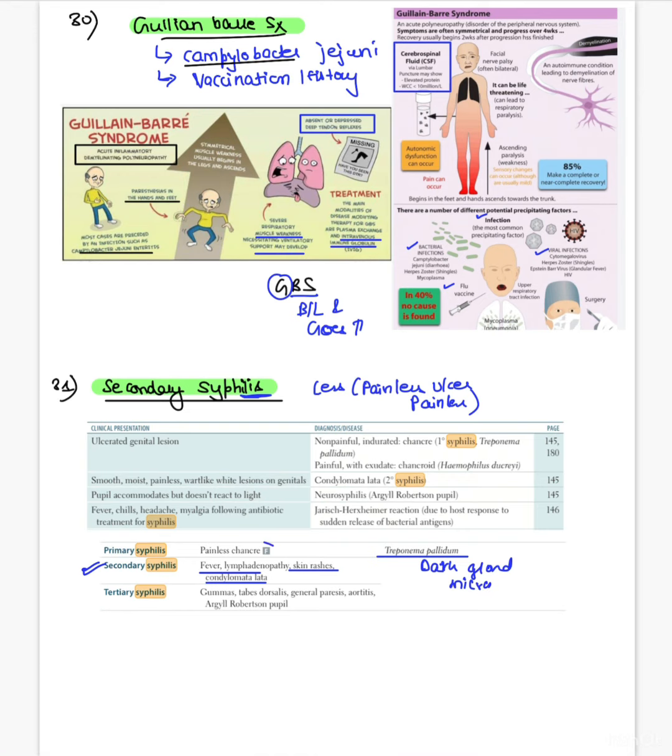Then primary syphilis, guys, you have a painless chancre, and for tertiary syphilis you may have gummas. Then you can have aortitis, that is tunica intima inflammation. Tabes dorsalis, again important. This is also known as general paralysis of the insane. And Argyll Robertson pupil, you need to remember ARP: accommodation reflex present, pupillary reflex absent. This is again important, guys.